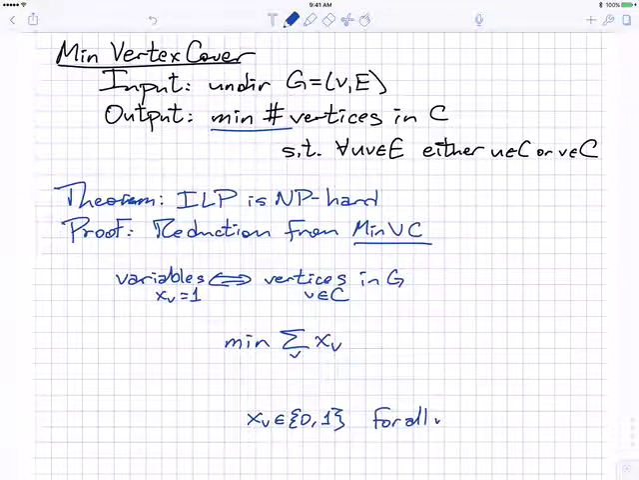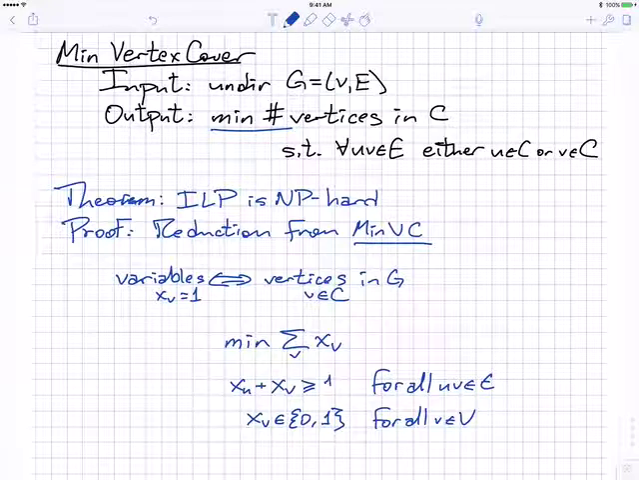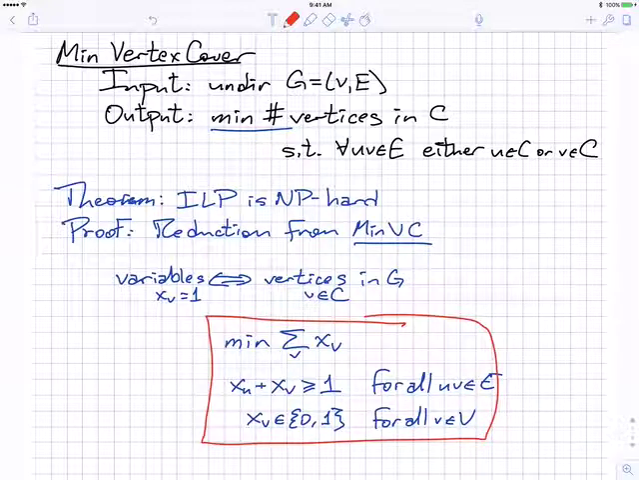And now I need an intermediate constraint that somehow encodes that these indicator variables describe a vertex cover. So what should I put there? For every edge, the sum of the variables is greater than or equal to 1. That's it. xu plus xv is at least 1 for every edge uv. Okay, and it's hopefully easy to see that this integer linear program correctly encodes the minimum vertex cover problem. It's a binary choice because of the constraint at the bottom. It's a vertex cover because of the constraint in the middle, and it's a minimum vertex cover because of the objective function at the top. And so again, we've proved that integer linear programming is NP-hard.